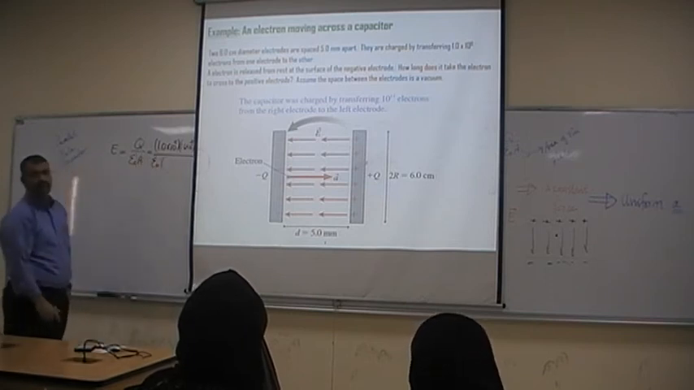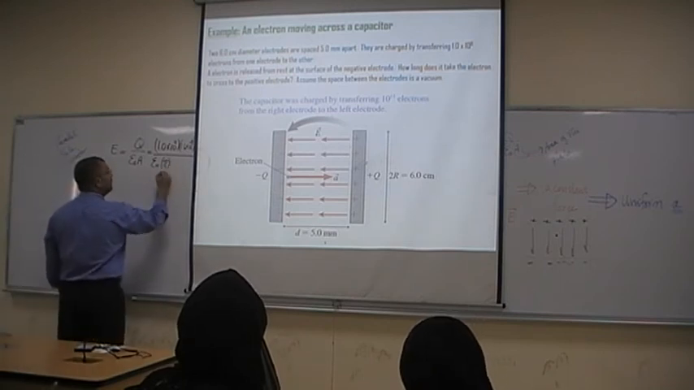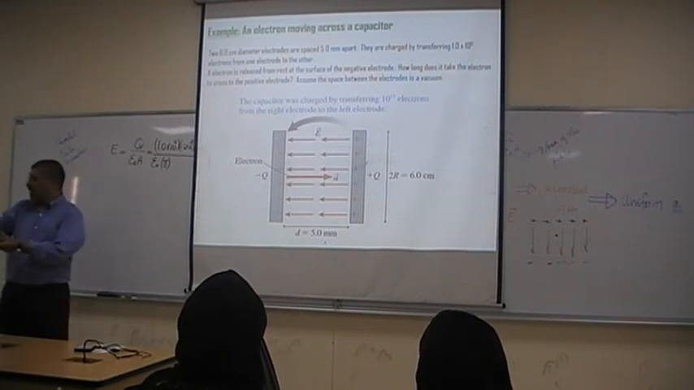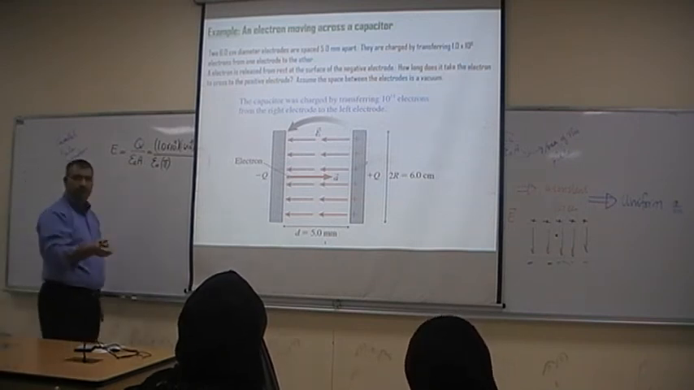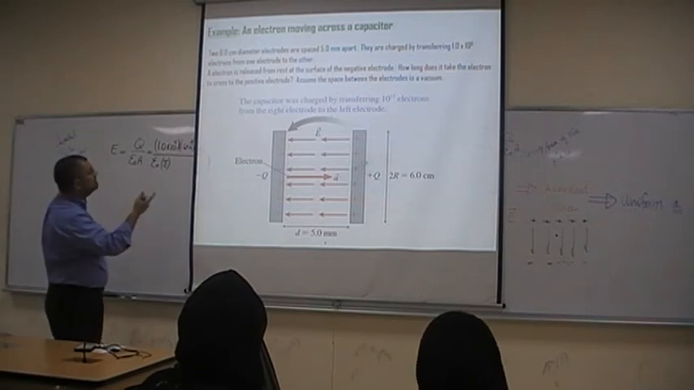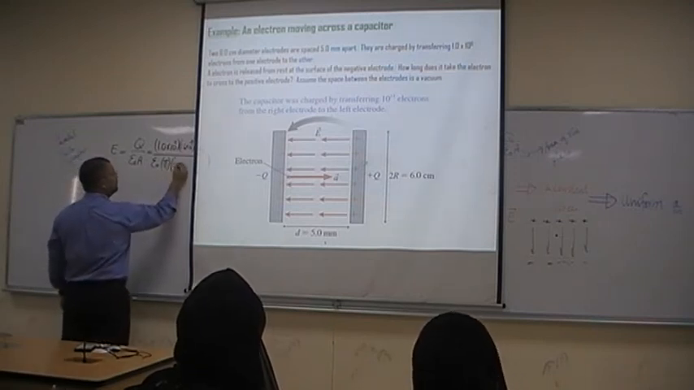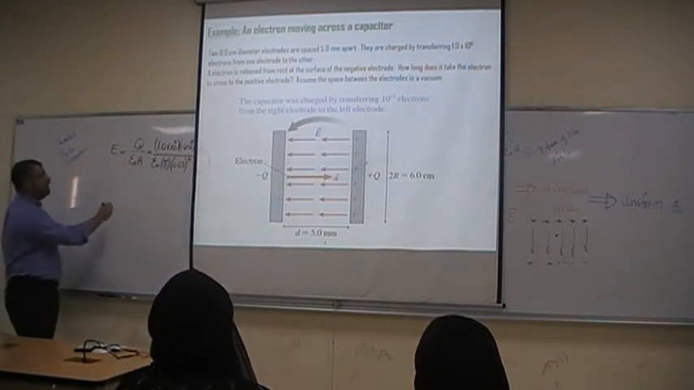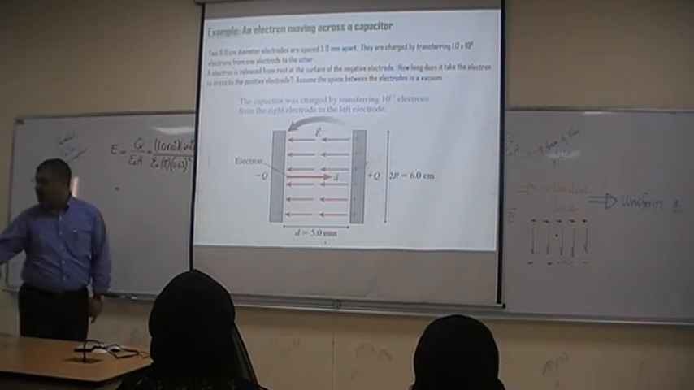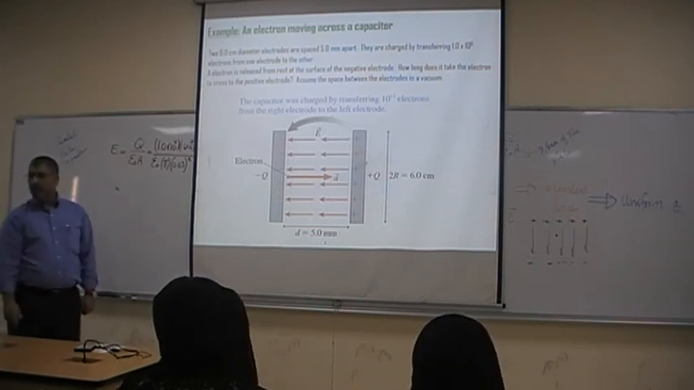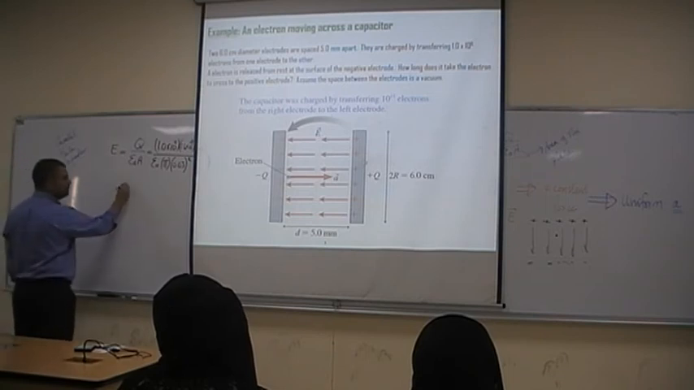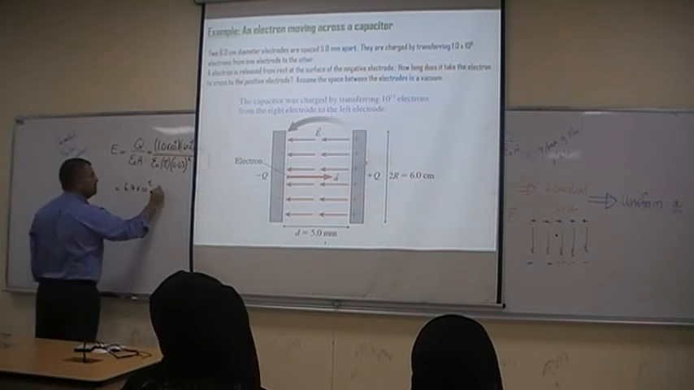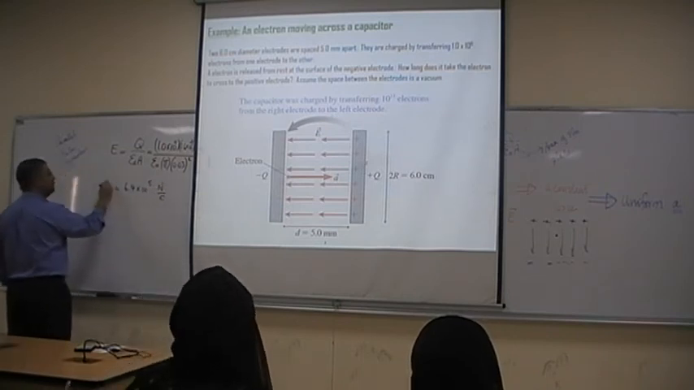And the area in this case is pi r squared. He told you the diameter, indicating it's circular, right? So we have to take the radius, which is 3 centimeters, which is 0.03, squared. You get your electric field. Do we have the answer? Somebody, do you have the notes? What's the answer? 6.4 times 10 to the power 5, in newton per coulomb. That's the electric field.